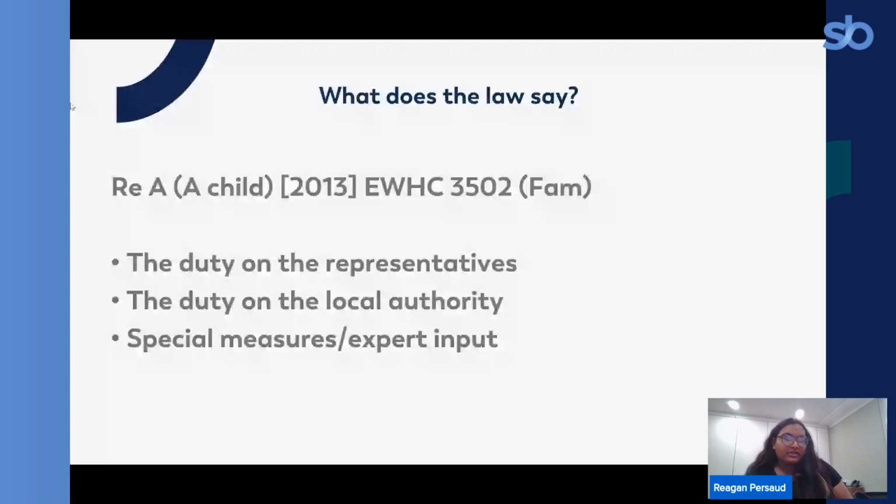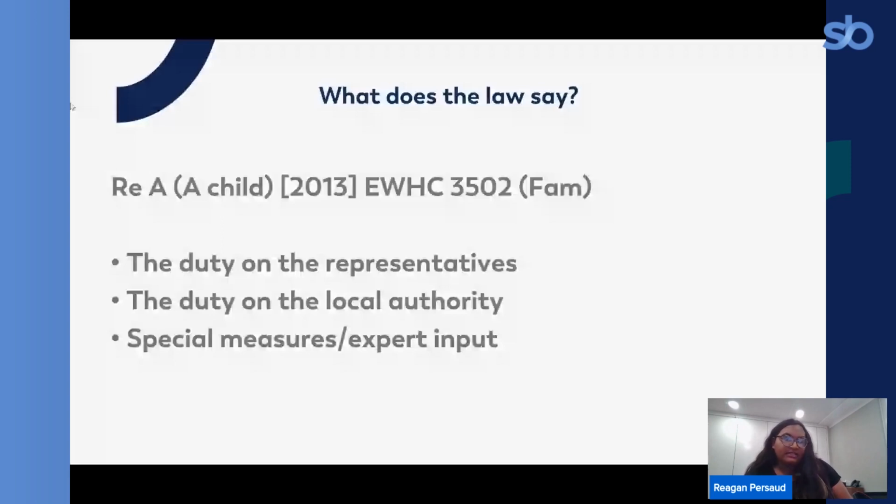Well, let's look first at Re A. In Re A, the Court of Appeal had ordered a retrial due to concerns that a father with learning difficulties had not had a fair trial regarding findings that he'd inflicted injury on his child. At the retrial, Mr. Justice Baker gave some advice on how to conduct proceedings where a party is vulnerable due to a learning disability. And I would say it applies equally to a person who has a learning difficulty.